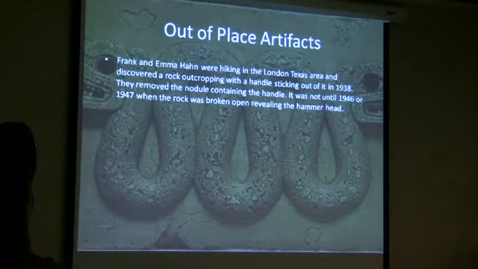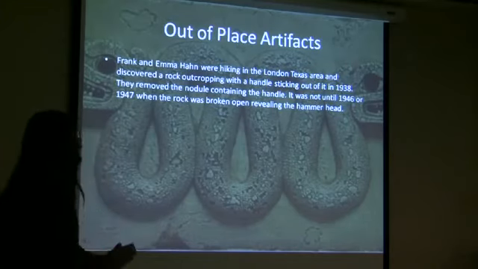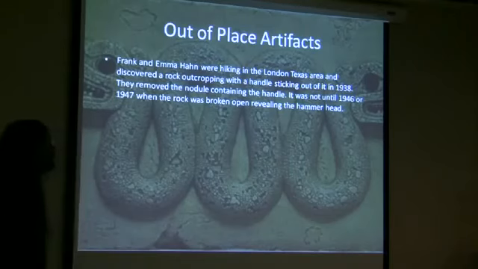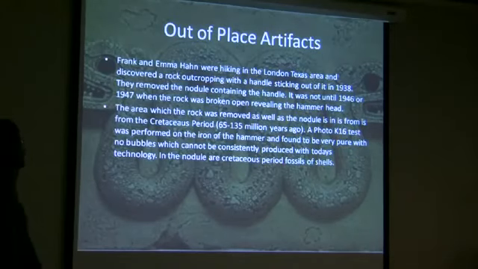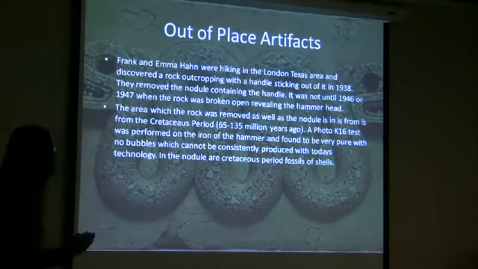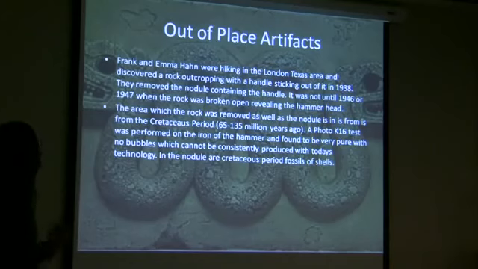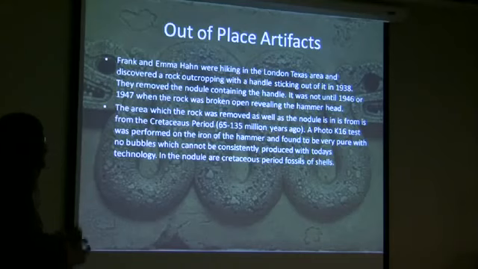It wasn't until about 1946 that their son wanted to figure out what this weird rock with a wood handle was, so the son split the rock open, which revealed a hammerhead, okay, the actual head of a hammer. The area in which the rock was removed, as well as the nodule it was sitting in, is from about 65 to 135 million years ago. Okay, a test was performed on the iron of the hammer, and it was found to be very pure with no bubbles, which is a hard thing to do with iron, and that's something that we can't consistently produce with today's technology. Another interesting thing found beside the hammer embedded in this rock was fossilized shells.